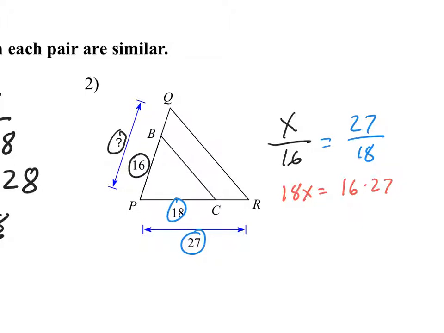And 16 times 27 is 432. So we get 18x is equal to 432. Then we divide both sides by 18. And we'll get x is equal to 24.